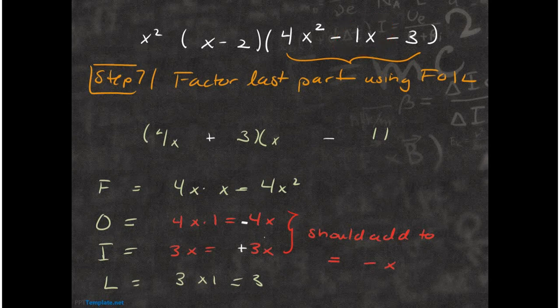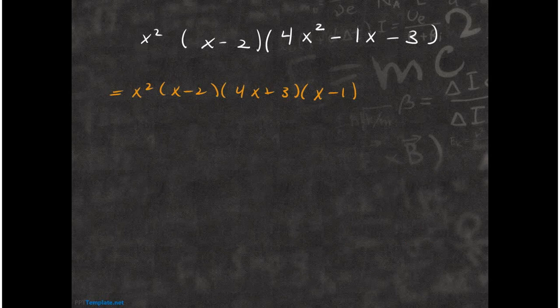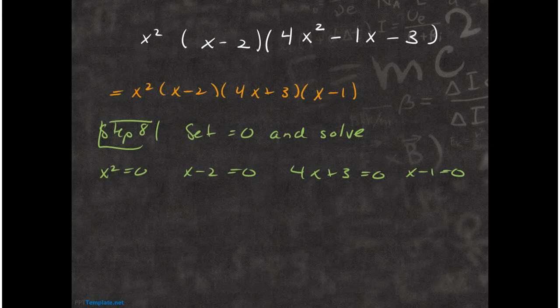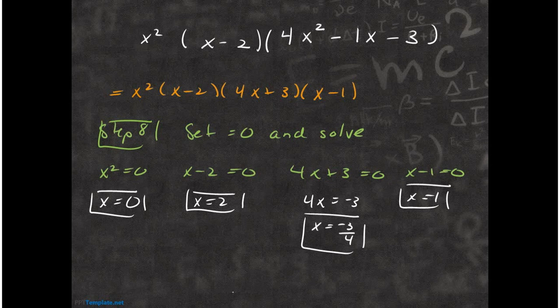So because I'm supposed to get a minus x here, that tells me I should get a minus 4x and a plus 3x. The minus 4x came from the outer, so the sign on the outer was a minus 1, and the inner is a plus. So this is what I have now. I have the whole thing factored. Now I can set that thing equal to 0 and solve. So if I set that entire polynomial equal to 0, I'll have x squared is equal to 0, x minus 2 is equal to 0, 4x plus 3 is equal to 0, and x minus 1 is equal to 0 by setting each one of the terms in the product equal to 0. And that gives me, solving each one of these little small equations, all the roots. So that's how you do this problem.